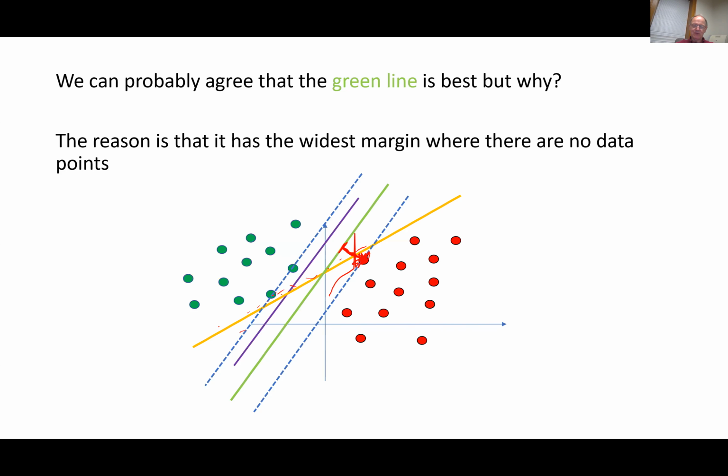The same thing for the green one here. The distance to the closest data point is this thing here. But again, that's smaller than for the green line. So the green line is in that sense the best separation.